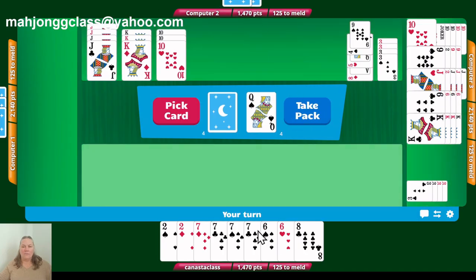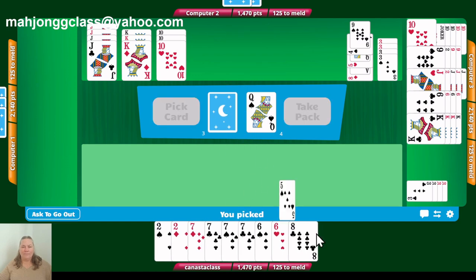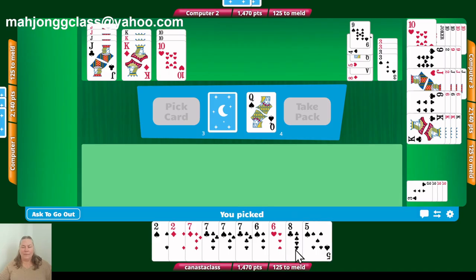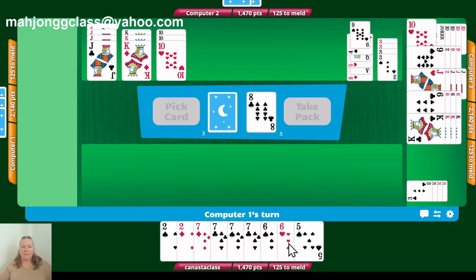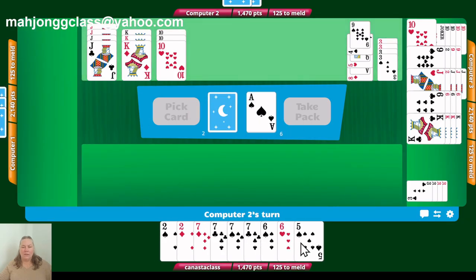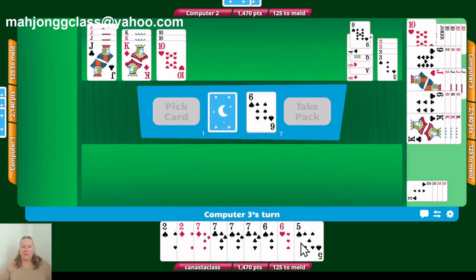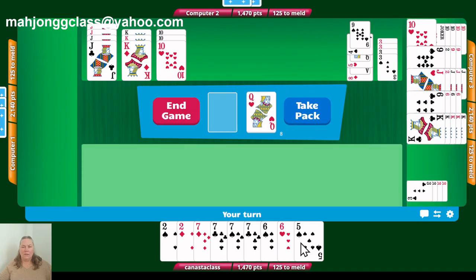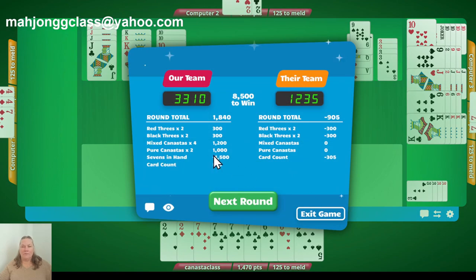There's one more 7. That's 1 7. We have 1, 2, 3, 4. So that's 5 7s. And it doesn't matter if I get rid of a 7 or not, so I'm going to get rid of an 8. And that's the end. We're going to get a penalty of 1,500 points. And I couldn't put down the wilds because there's not 5 of a rank. So there's our 1,500 points.